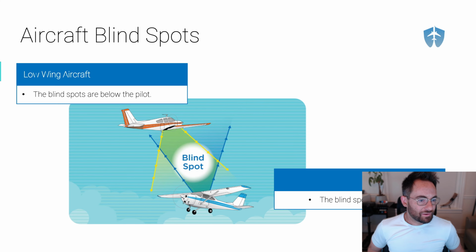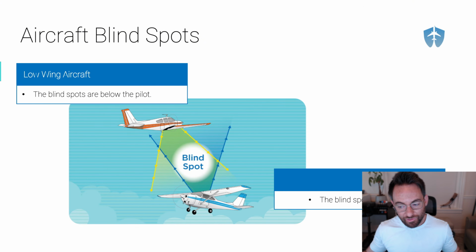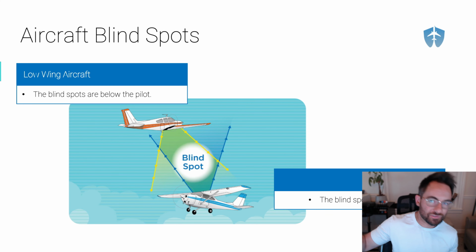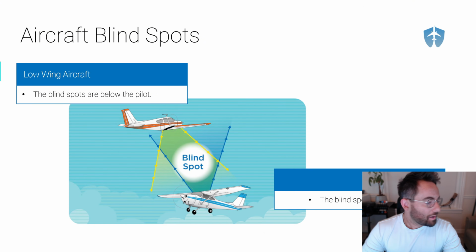Okay. With low-wing aircraft, do a small turn in the same direction, check for traffic. In high-wing aircraft, do a slight turn or a slight bank in the opposite direction to look for traffic and then go back. That'll help keep it more safe for everybody. Checking your blind spots.